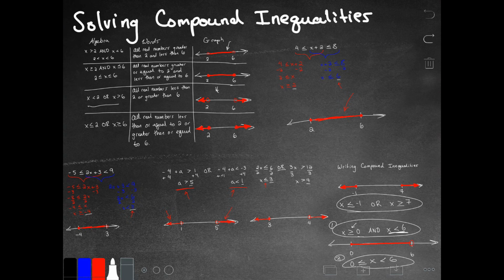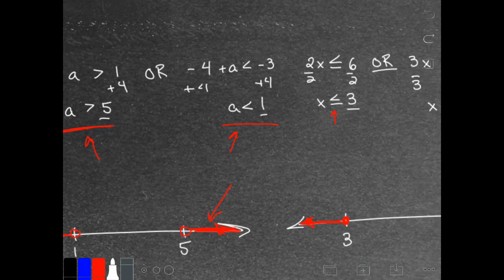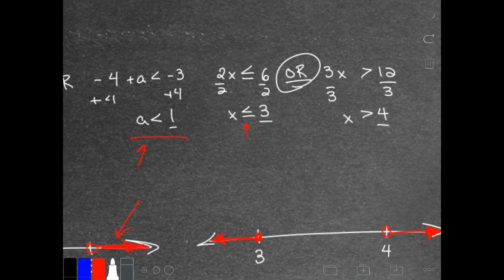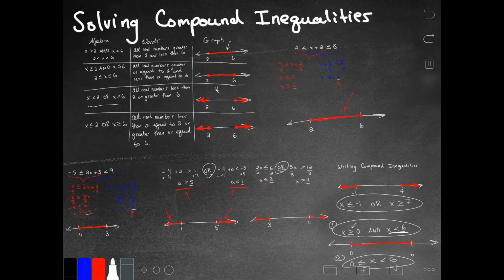All right. I know there's a lot to solving compound inequalities. Just take your time. Remember the big giveaway of what you're working with. An OR statement or an OR compound inequality will always have OR in it. If you don't see OR, you're working with AND.